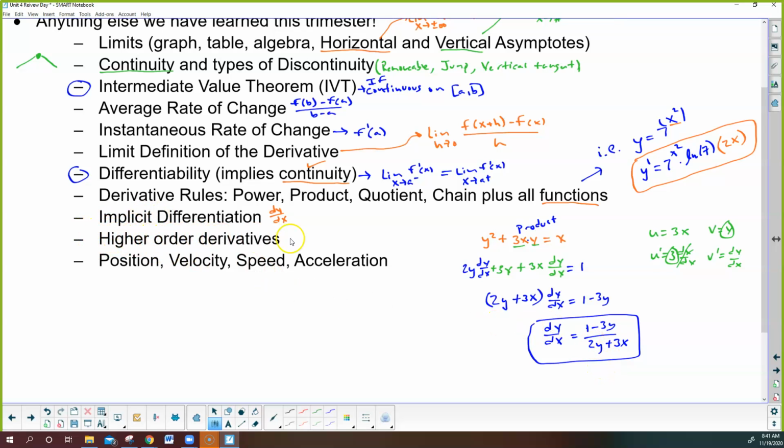Higher order derivatives. That could be something like, all right, find y prime, find y double prime, find the third derivative, find the fourth. So it's just saying you can keep taking the derivative over and over again. And then remember position. Okay, position was just our normal function. Usually we use s of t. Well, then in that case, the derivative of s of t is velocity.